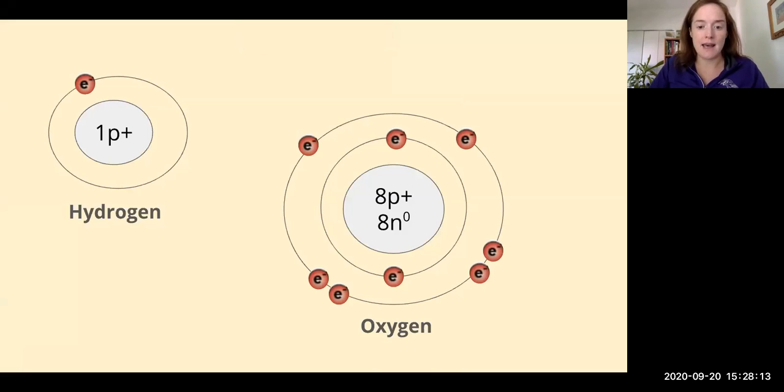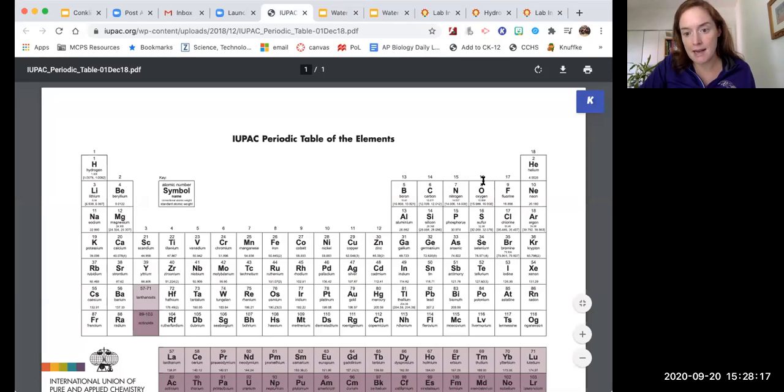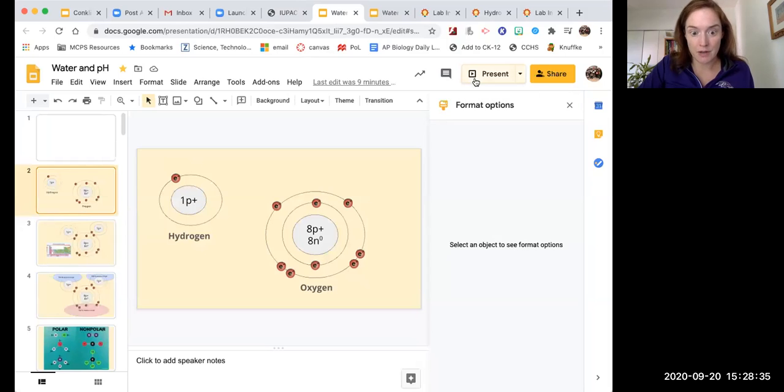Now, why is that? Well, oxygen, recall, is atomic number 8, meaning it has 8 protons in its nucleus and 8 electrons in total. Whereas hydrogen over here is atomic number 1. It has 1 proton in its nucleus and only 1 electron. So I tried to draw that here.